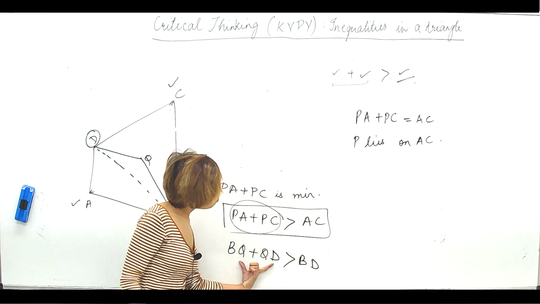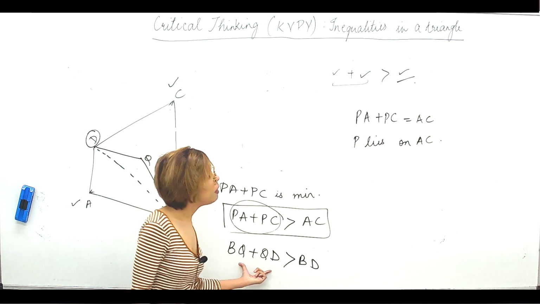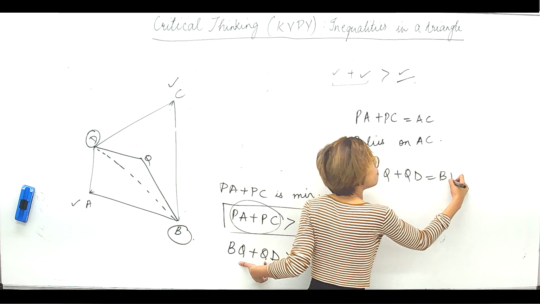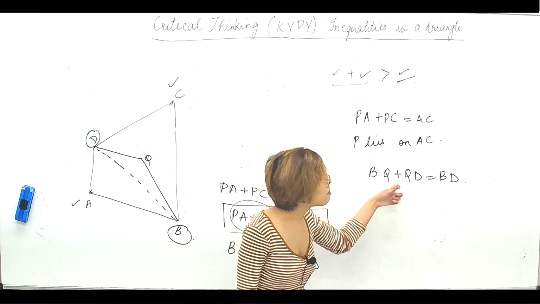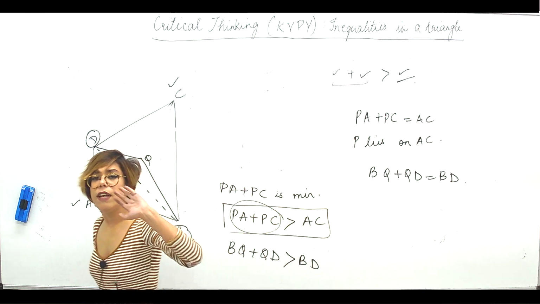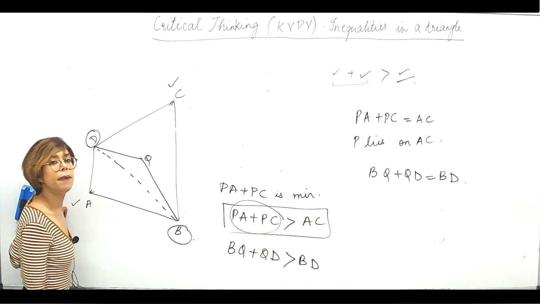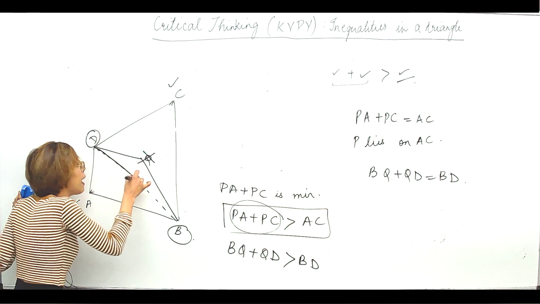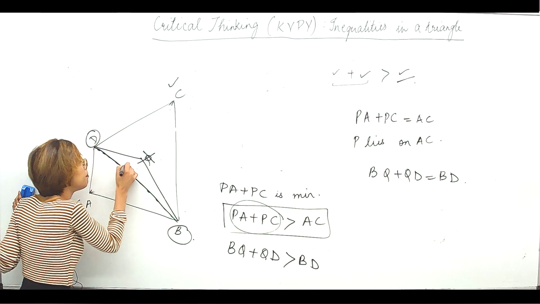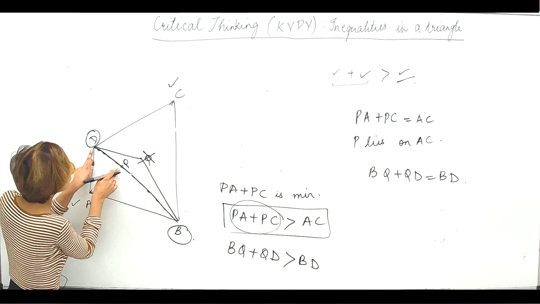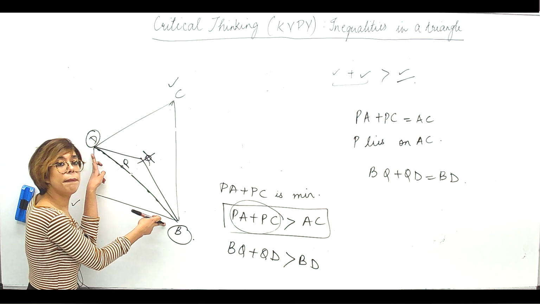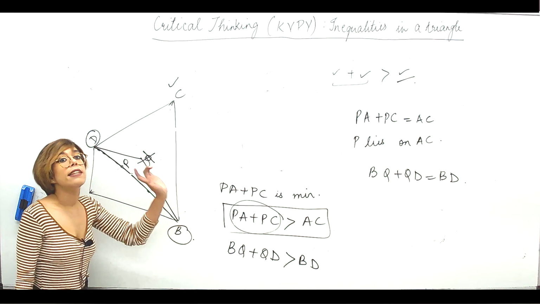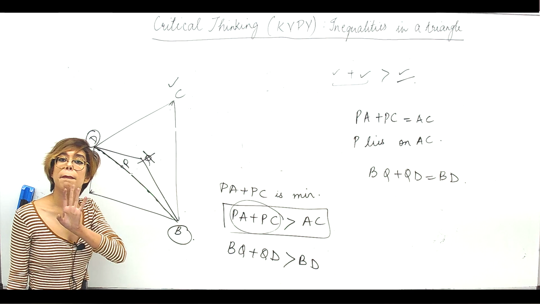But I want this to be minimum. It will only happen if BQ plus QD is equal to BD. So now tell me, where will Q lie? Definitely Q will not be here. Again, it will lie on this line itself, since BQ plus QD is equal to BD. Q will lie on this line, such that the sum of distances is minimum.